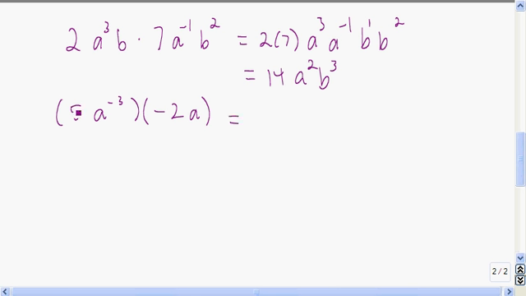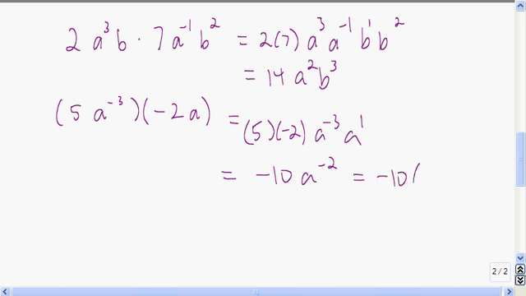Let's look at the next one. So we have 5 times negative 2, and then a to the negative 3 times a. So that's going to be negative 10. A to the negative 3 plus 1 is negative 2. And this a to the negative 2, well, that's negative 10 times 1 over a squared. Negative 10 times 1 over a squared is negative 10 over a squared.